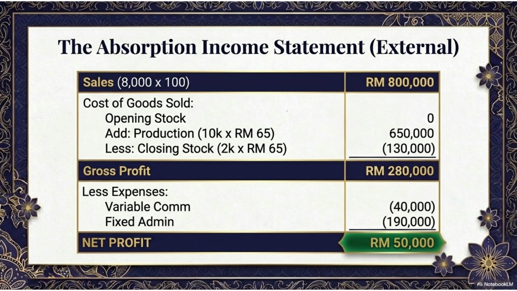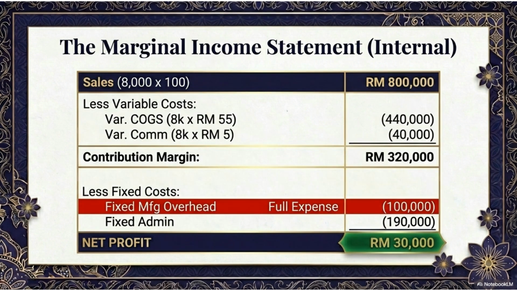The absorption income statement reflects the external view, resulting in a net profit of RM 50,000. This method includes a portion of fixed manufacturing overhead in the closing stock. The marginal income statement, used internally, shows a net profit of RM 30,000. Here, the fixed manufacturing overhead of RM 100,000 is expensed in full as a period cost.